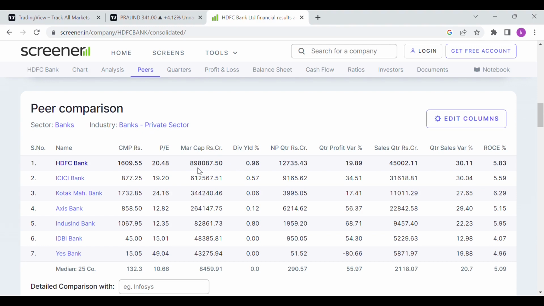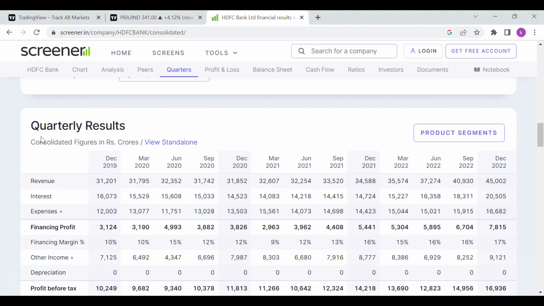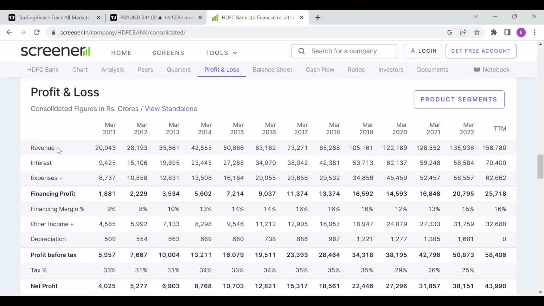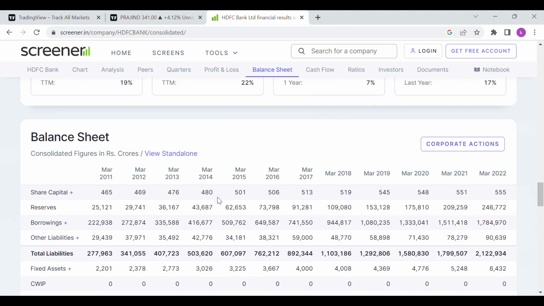Then after this you can see the balance sheet, what all the reserves, meaning the money which they already have. See, their reserves have been increasing. 2,46,000 is the reserves they have currently. It has increased from March 2011 to now. Then borrowings have also increased, so you need not panic if the borrowings have increased because they have reserves as well. Then other liabilities which they are supposed to pay.